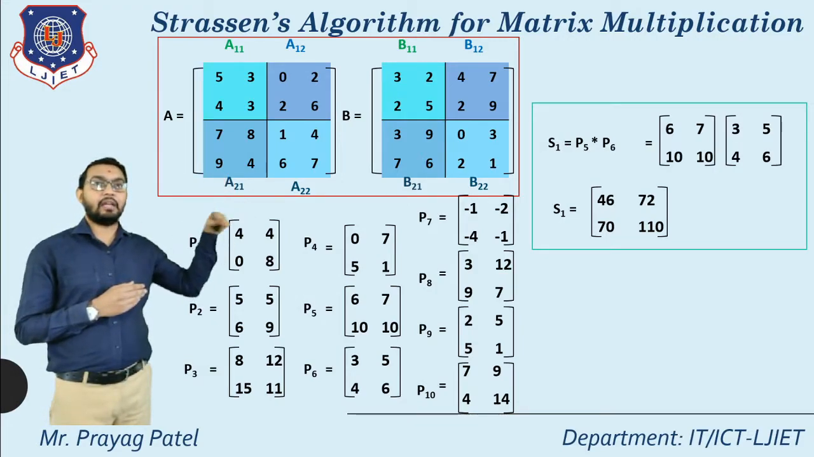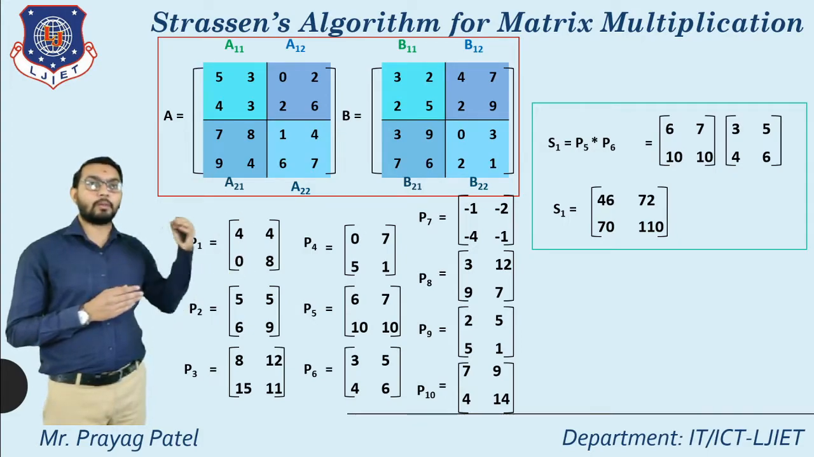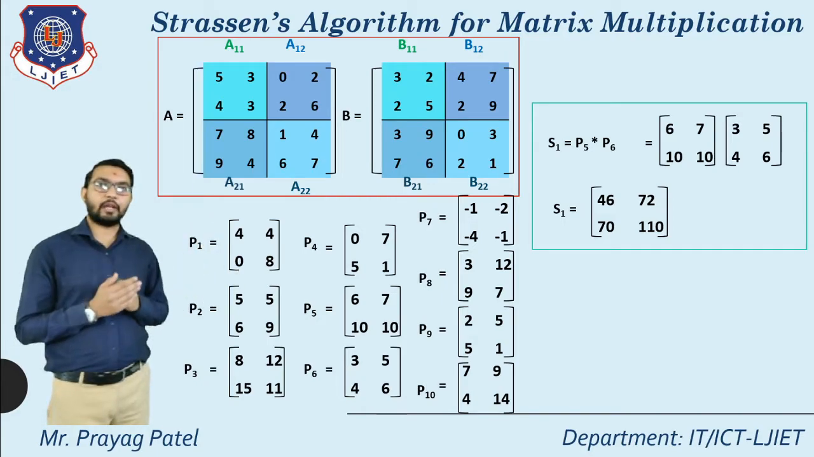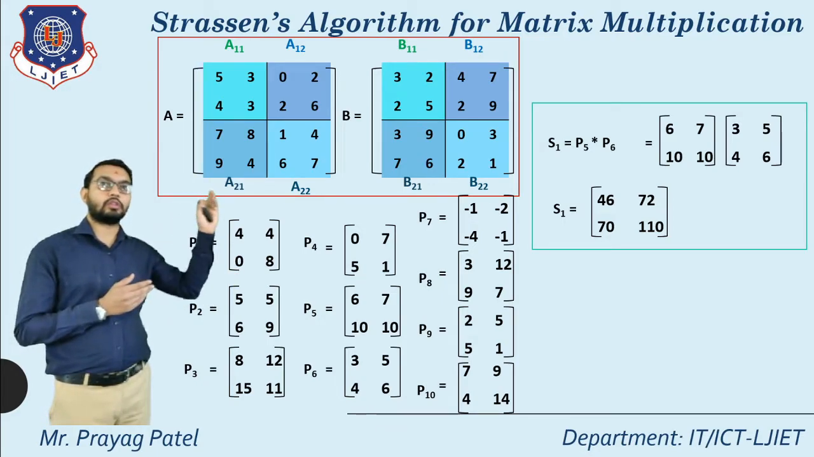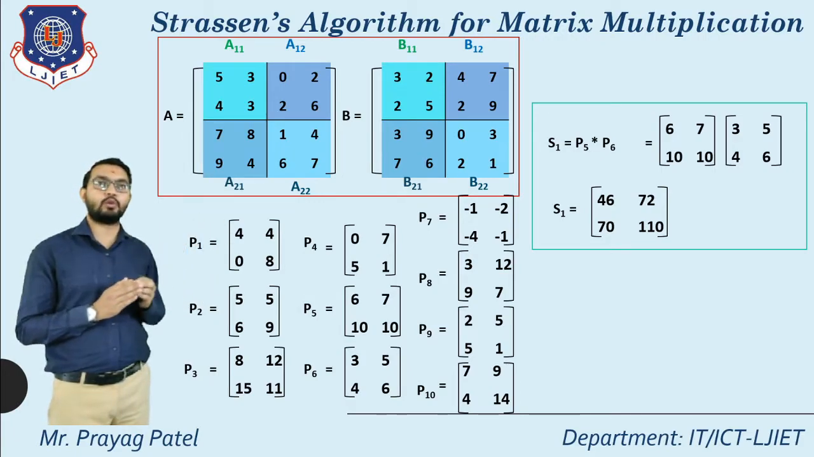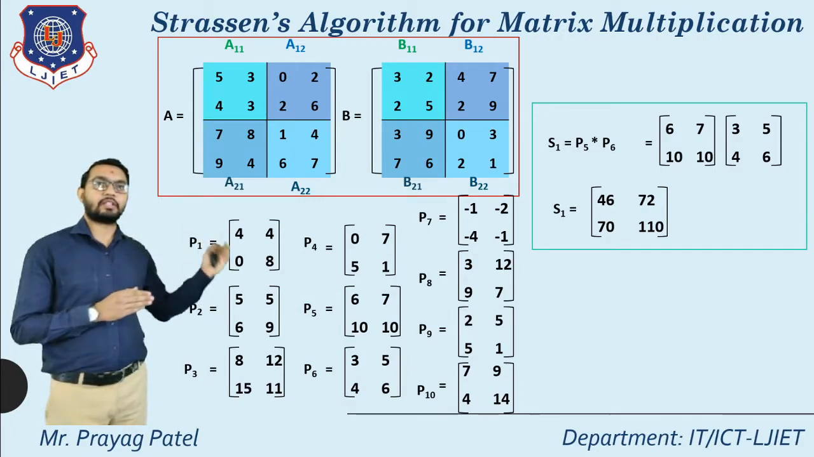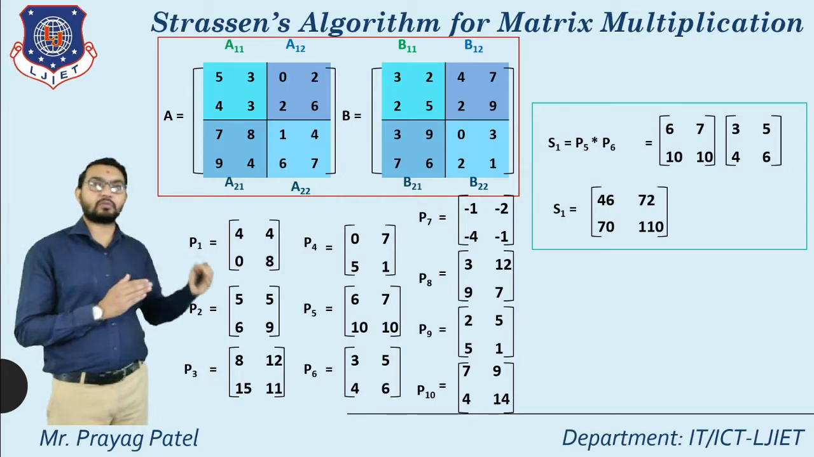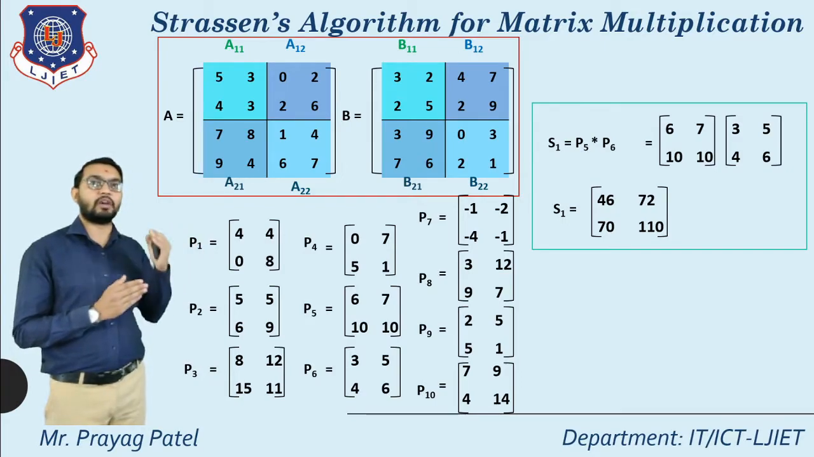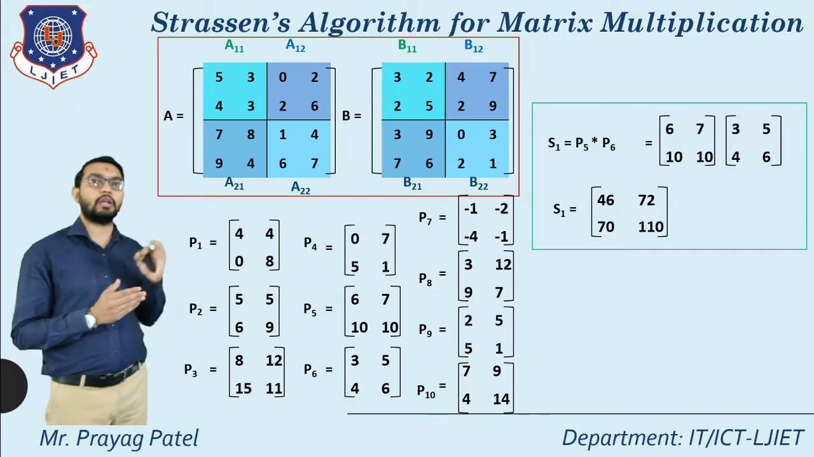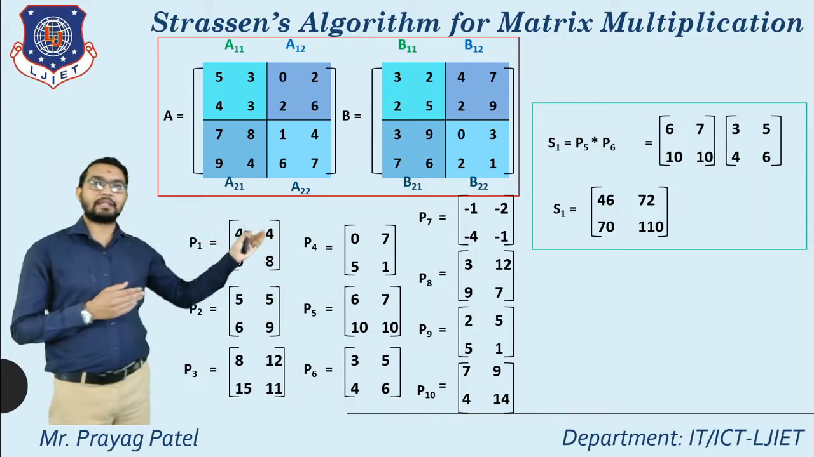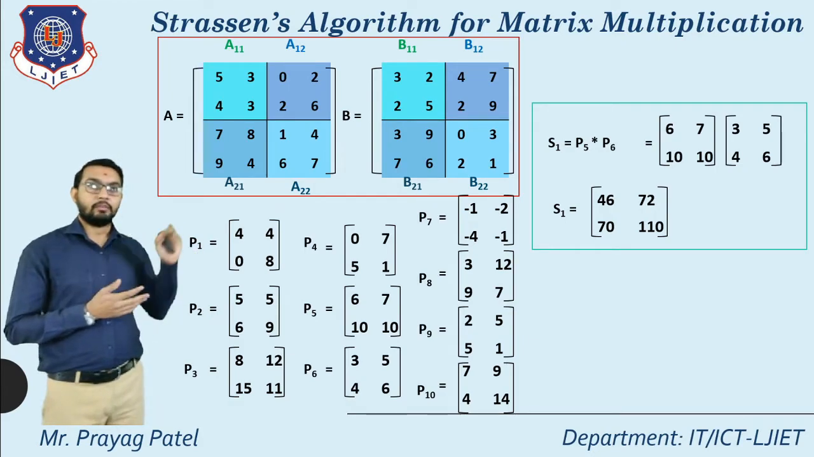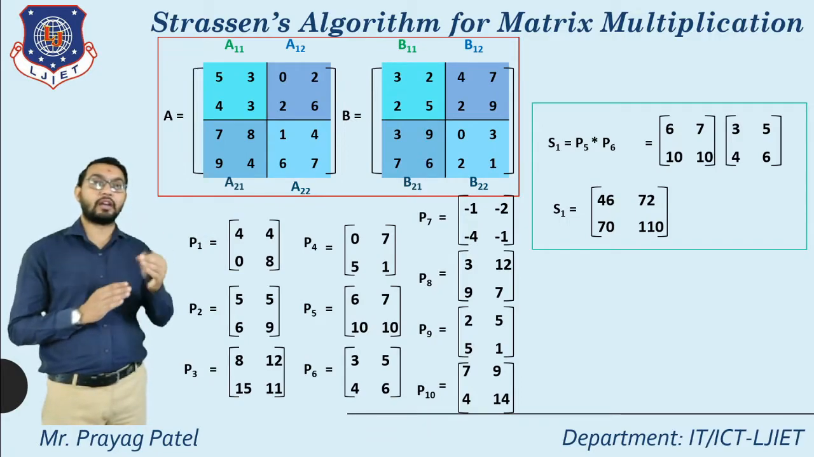So repeatedly, recursively, you divide this problem into subproblems: 6 as A11, 7 as A12, 10 as A21, another 10 as A22, 3 as B11, 5 as B12, 4 as B21 and 6 as B22. Then apply P, find P1 to P10, then find S1 to S7, then find C11, C12, C21 and C22. So we will get the final answer for S1 equal to 46, 72, 70, 110, but we find this value using the recurrence method.